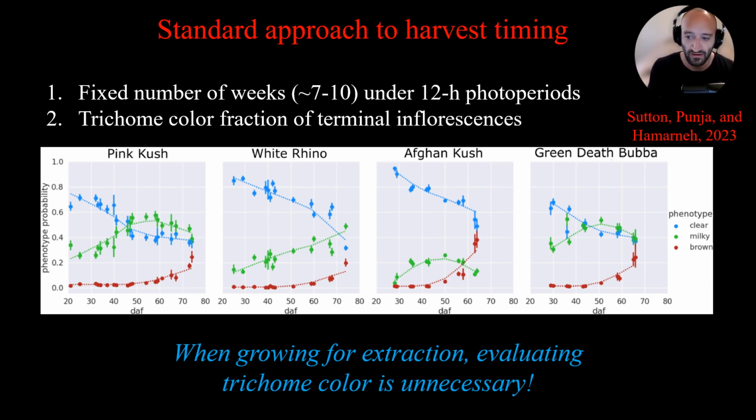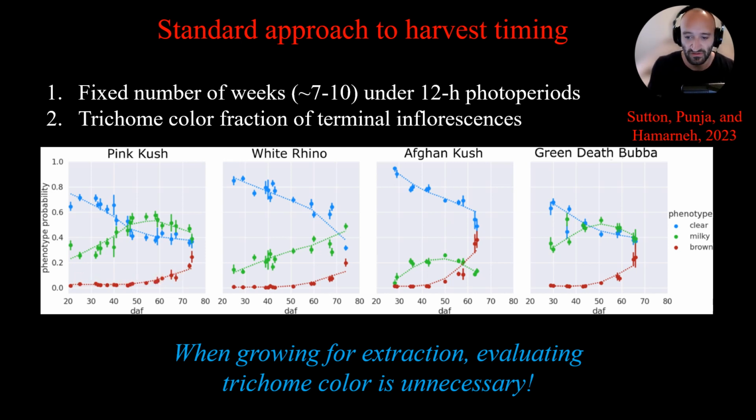And so this is some data from an experiment that came out this year, and they're modeling or showing the probability of finding these different trichome colors as the flowering time progresses, right? So this would be 20 days after starting to flower, up to about 70. And so they're showing the amount of these white or clear trichomes will decrease over time. The milky ones will increase, and these brown ones will also increase as flowering time progresses.